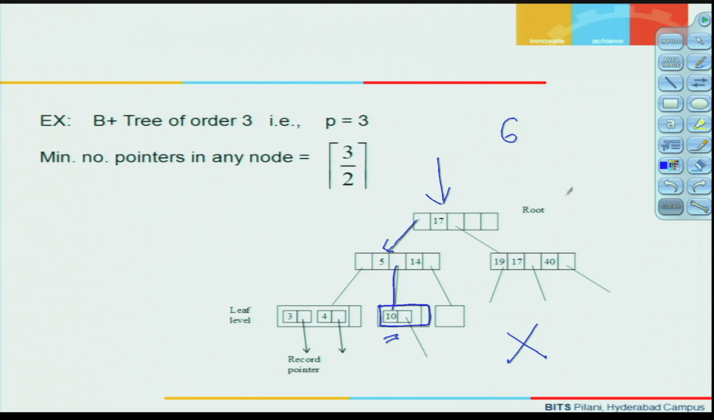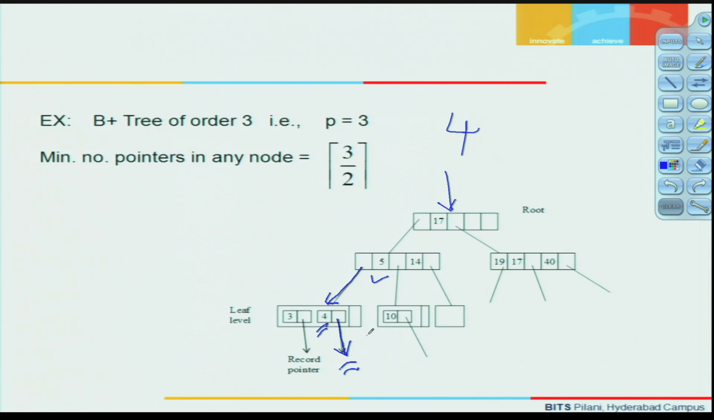And if I am searching for a record with value 4, I start my search here. 4 is less than 17. I reach this internal block, and then 4 is less than 5. I take this path, and then fortunately I find the key value 4, and immediately next to that I have a record pointer, which will give me the location of the record containing key value 4. In this case it is a successful search.